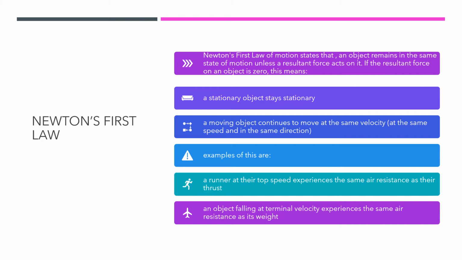Examples of this are a runner at their top speed experiences the same air resistance as their thrust. An object falling at terminal velocity experiences the same air resistance as weight. Also, if they're stationary, that means their forces are balanced, and if they're moving at a steady speed, their forces are balanced.